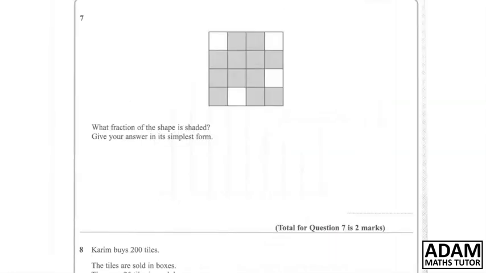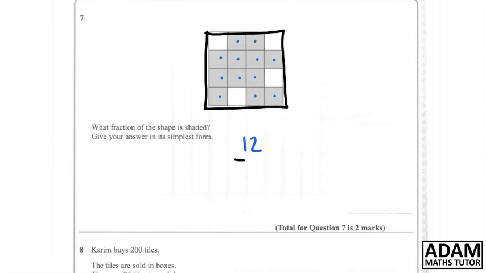Question 7. What fraction of the shape is shaded? Give your answer in its simplest form. So we have 1, 2, 3, 4, 5, 6, 7, 8, 9, 10, 11, 12 shaded squares out of a possible 4 times 4 is 16 squares, so 12 out of 16. I then need to simplify this, which I can do by dividing by 4 for the numerator and the denominator. So overall, my answer should be 3 over 4.